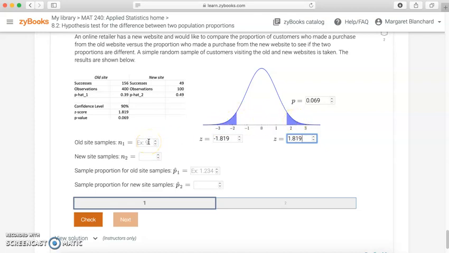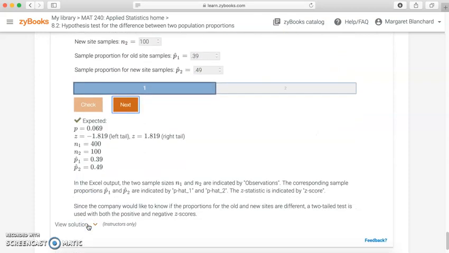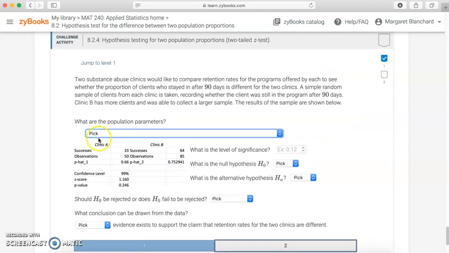Old site samples, n1, we have 400. New site samples, n2, we have 100. Sample proportion p-hat 1 is going to be 0.39, and p-hat 2 is going to be 0.49. So we check our answer, green check mark, that's always a good sign.